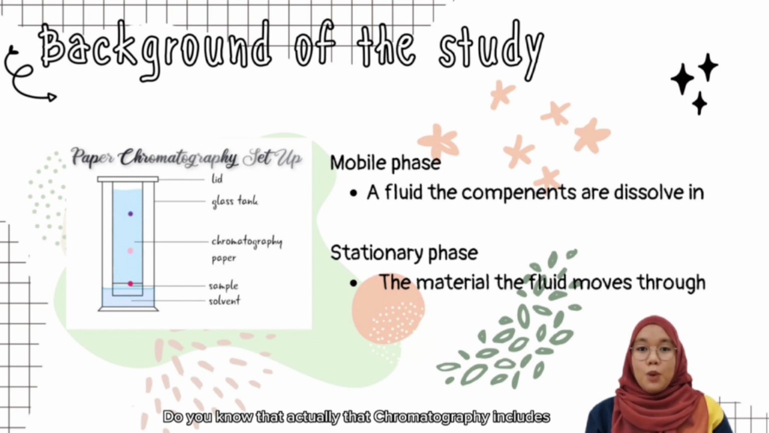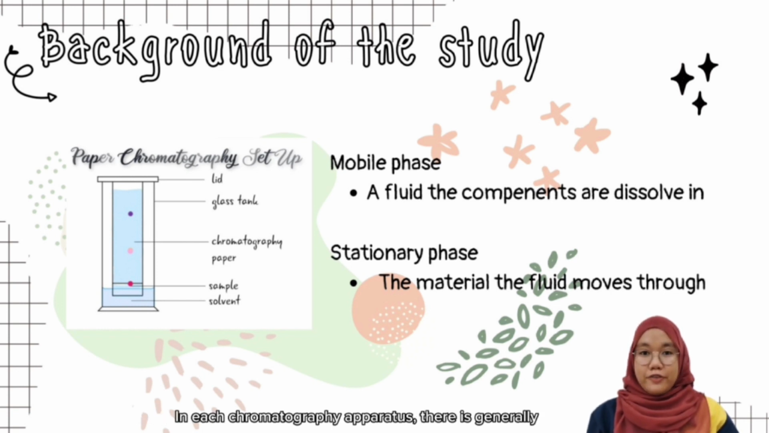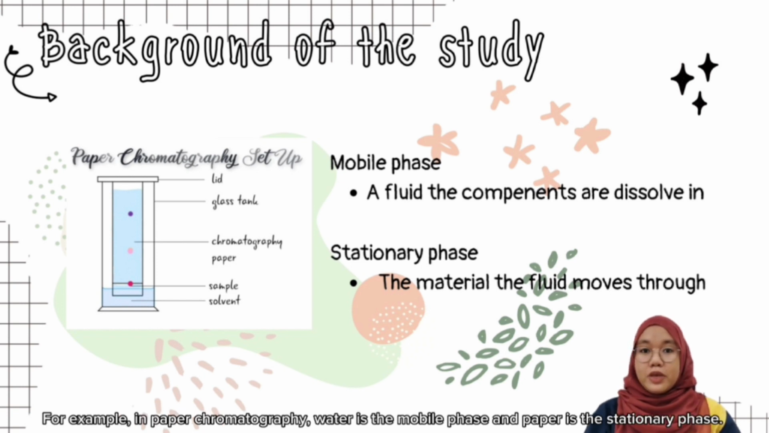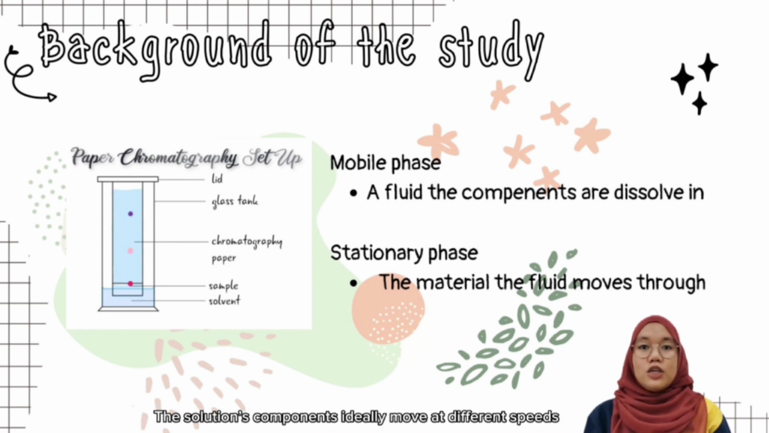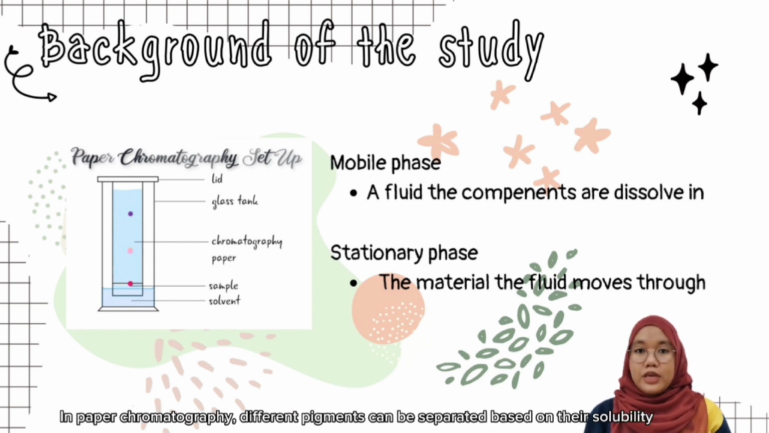Chromatography includes a group of techniques that are used to separate various components in a complex solution. In each chromatography apparatus, there is generally a mobile phase, which is a fluid that the components are dissolved in, and a stationary phase, which is the material the fluid moves through. For example, in paper chromatography, water is the mobile phase and the paper is the stationary phase. The solution components ideally move at different speeds as they travel through the stationary phase so that they can be separated. In paper chromatography, different pigments can be separated based on their solubility.